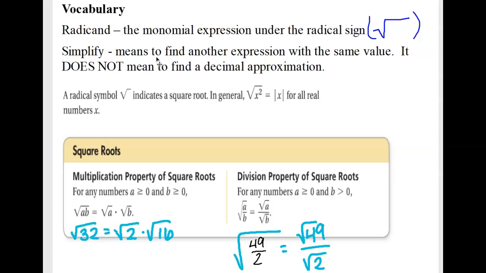The word simplify means to find another expression with the same value. It does not mean to find a decimal approximation. So for your homework tonight, I do not want any decimal answers. You better not have any decimal answers, because that is not simplifying, that is approximating.